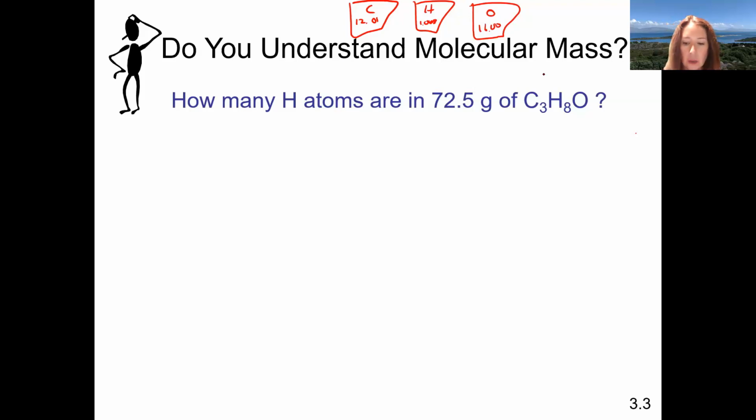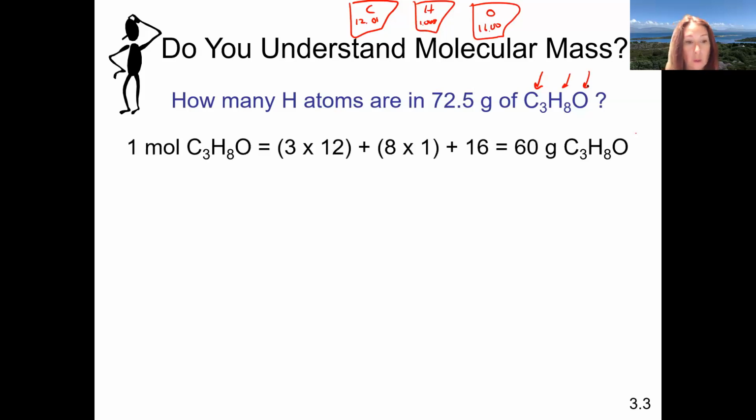So when you add it up, we have 3 carbons, 8 H's and 1 O, so we just multiply those out. Hopefully everybody remembers that, right? In this molecule we have 3 carbons, 8 hydrogens and 1 oxygen, so we can create another piece to this.